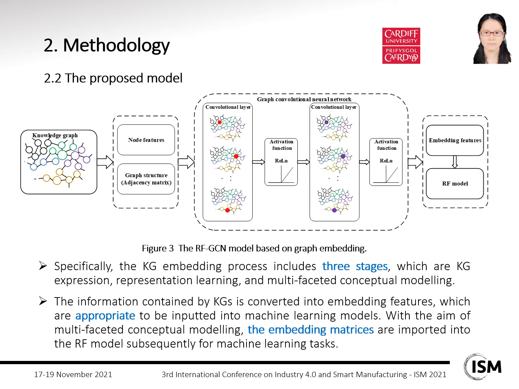Figure 3 shows a flowchart of the random forest GCN model based on graph embedding. Specifically, the knowledge graph embedding process includes 3 stages. Firstly, the node feature matrix and adjacency matrix are obtained and computed from knowledge graphs respectively. In other words, the entity's attributes are represented as the node features, and the relation features are represented as the adjacency matrix, which are used to express the knowledge graphs.